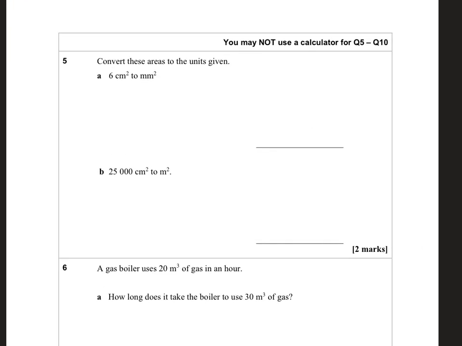Question 5. Unit conversion. First of all, centimetres squared to millimetres squared. Well, centimetres to millimetres is times 10. So centimetres squared to millimetres squared is times 10 squared. 6 times 10 squared, 600.